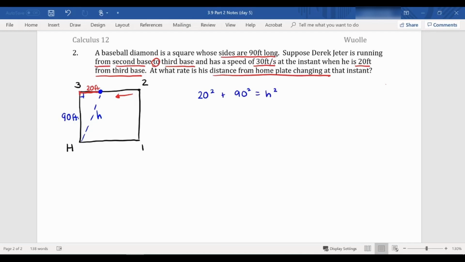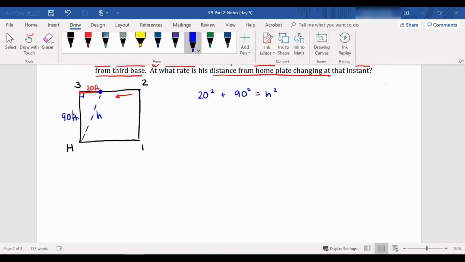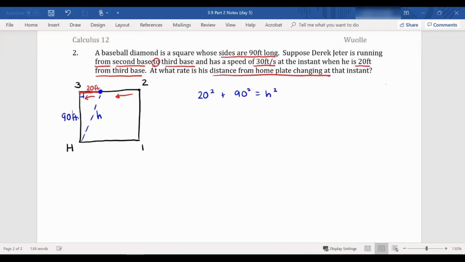But since he's running towards third base, right, we know he's running this direction. The closer he gets to third, the distance from home plate will change. Okay. So, what we need to find out is we've been asked what is the rate that that is changing at. We're asked for dH/dt. We've been given the distance between Derek Jeter and third, and we've been given the rate at which he's running.